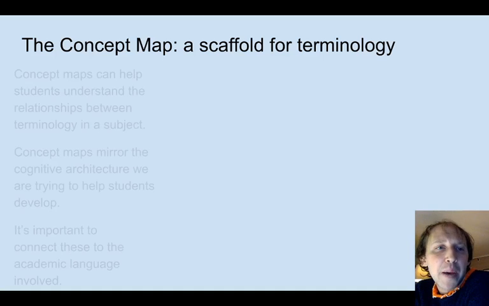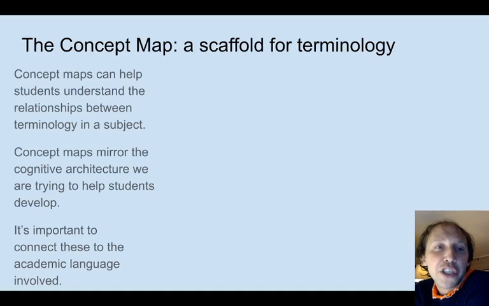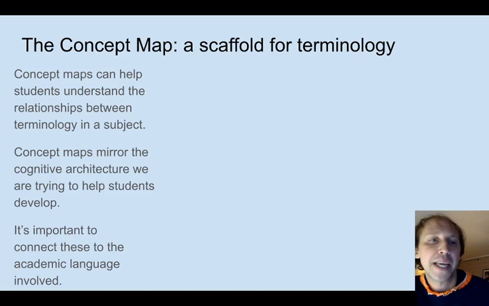A concept map can help students understand the relationships between terminology in a subject. So remember, we talked about how with terminology, you need to have a broad conceptual understanding to even understand what one term is. Concept maps then actually mirror the cognitive architecture that we're trying to help students develop. And we know that having a clear cognitive architecture helps students file away new information and put it into their long-term memory.